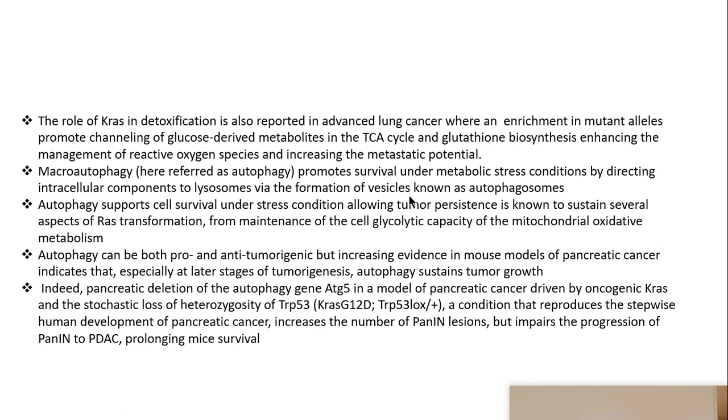Macroautophagy, here referred to as just plain old autophagy, promotes survival under metabolic stress conditions by directing intracellular components to lysosomes, what we just saw with the lipophagy, via the formation of vesicles known as autophagosomes. Autophagy therefore supports cell survival, that could also be a tumor cell, right? Under stress conditions, okay.